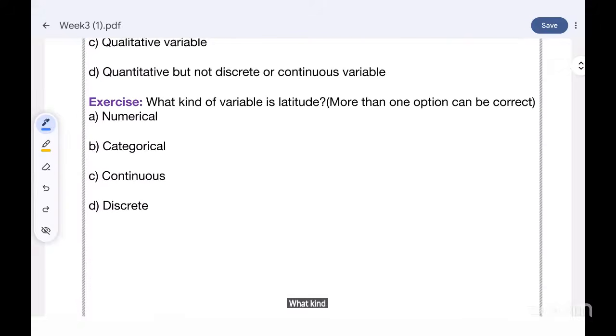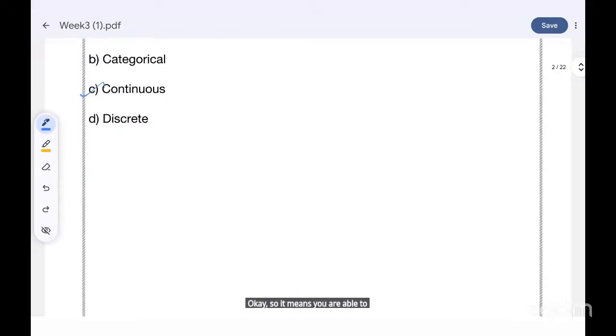The next exercise. What kind of variable is latitude? Continuous. Continuous and numerical. When you say numerical, it would always be quantitative. So numerical and continuous, right? Okay. So it means you are able to recall these concepts.